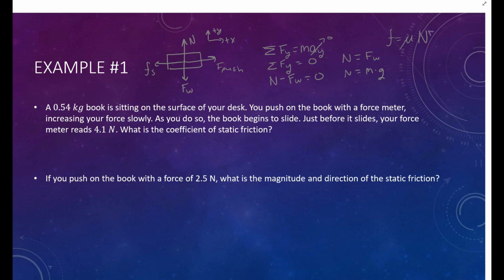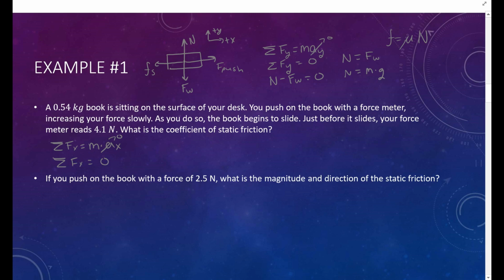Okay. When we look at the sum of the forces in the x direction, again, we know our object is stationary, so no acceleration. So this term goes to 0. So we're looking at the fact that the sum of my forces in the x direction is equal to 0.